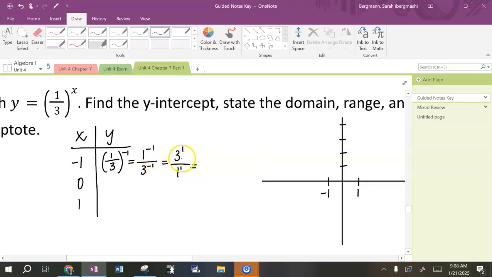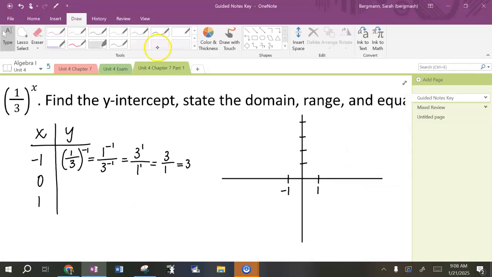Now we can go ahead and figure out 3 to the first power is 3, 1 to the first power is 1, 3 over 1 is 3. If you put this together as a point, x is -1, y is 3. So I'd put -1, 3 as a point on my graph.